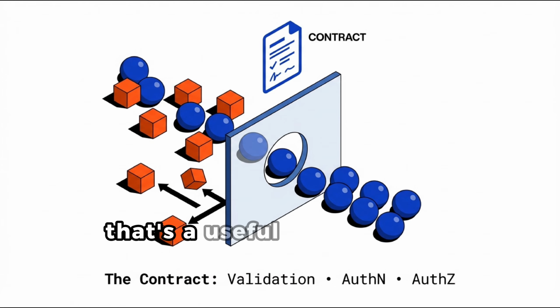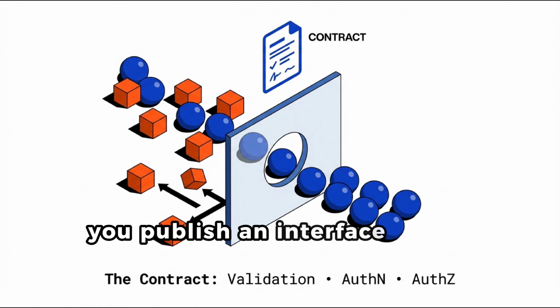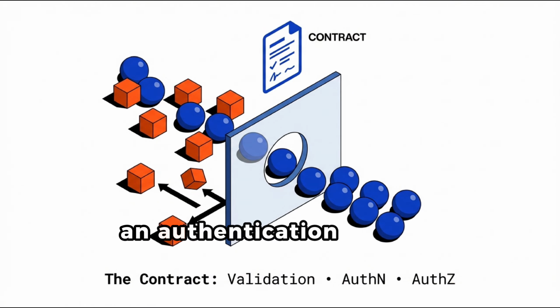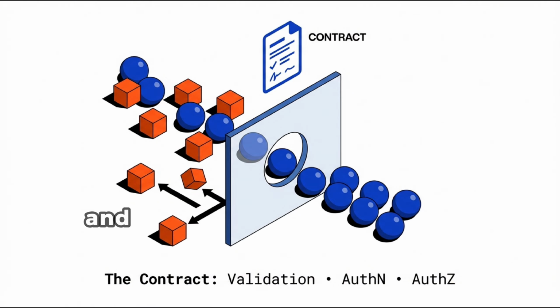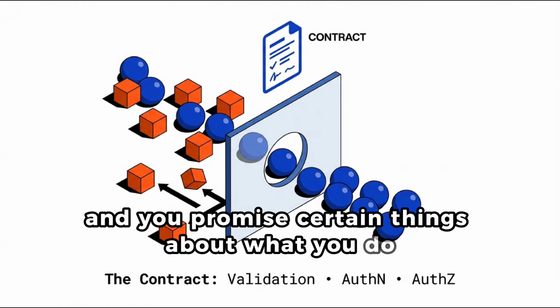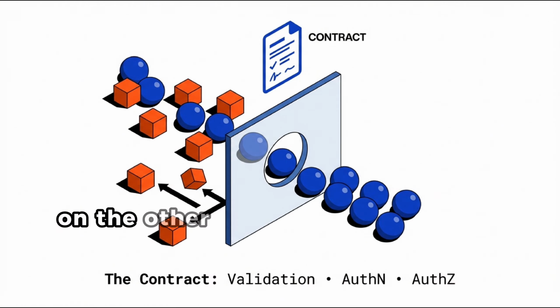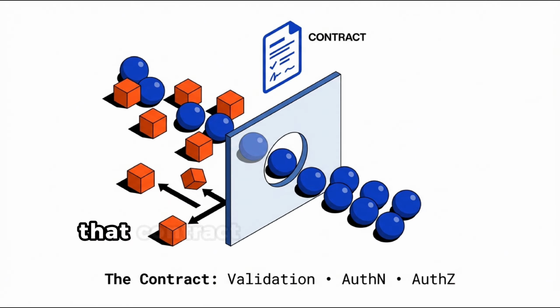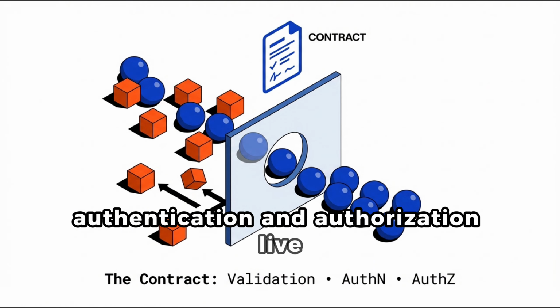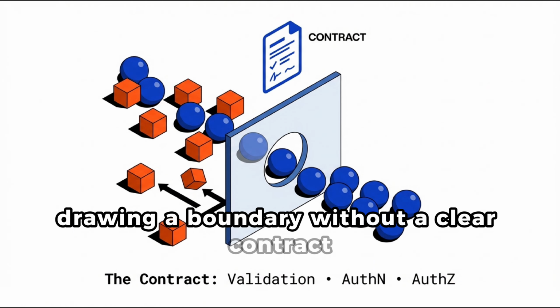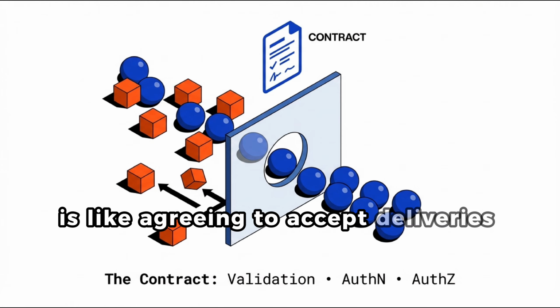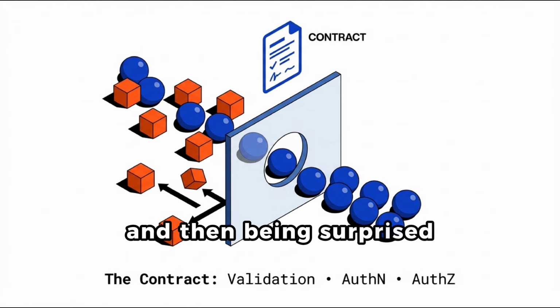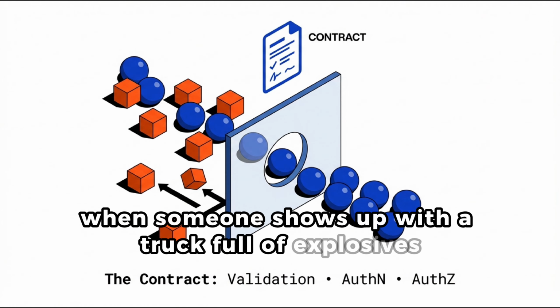Contracts. That's a useful mental image. On one side of a boundary, you publish an interface, an API, an authentication method, a file format, and you promise certain things about what you do and do not accept. On the other side, callers must meet that contract to be allowed across. That contract is where validation, authentication, and authorization live. Drawing a boundary without a clear contract is like agreeing to accept deliveries from anywhere and then being surprised when someone shows up with a truck full of explosives.